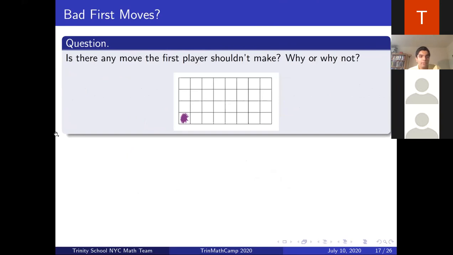So what are some bad first moves? The idea is, is there any move the first player shouldn't make in an M by N board? It doesn't necessarily have to be a square board. Is there any move they shouldn't make in an M by N board at least?